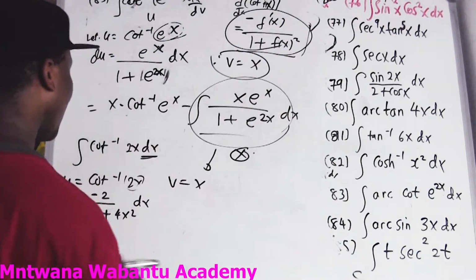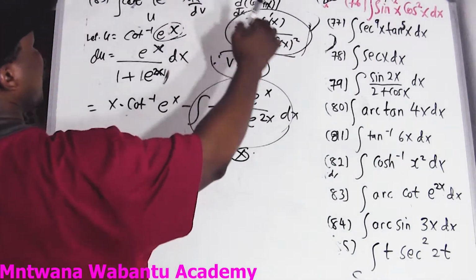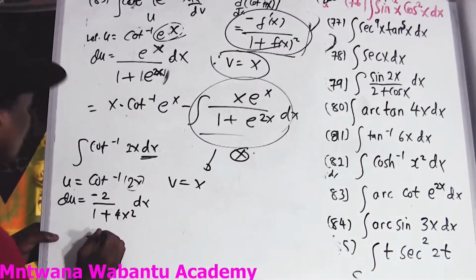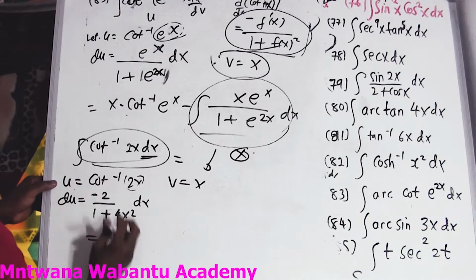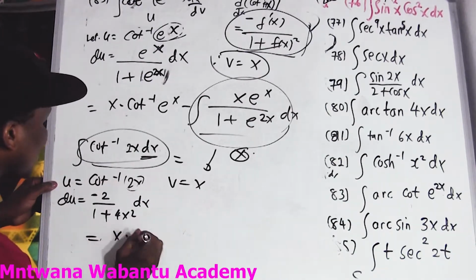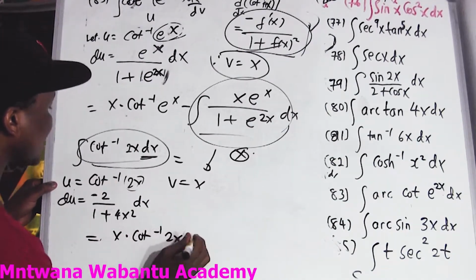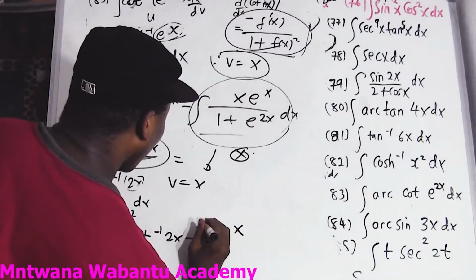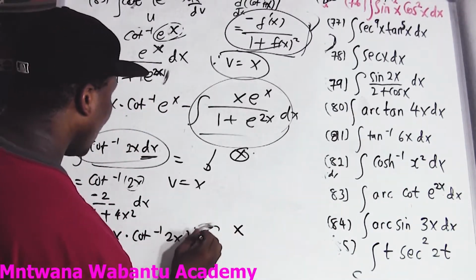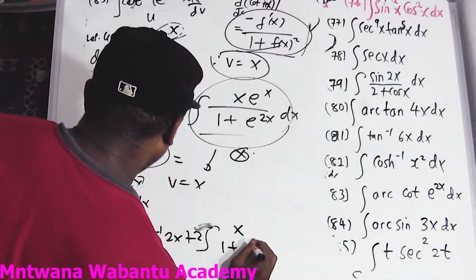So put it in the formula, uv. The integral of u dv equals u times v. What is u? u equals that one times v, x. So x times cot inverse of 2x minus the integral of v. What is v? v equals x, and then the negative 2 is going to come to the back, and it's going to be positive 2, and this is going to give us 1 plus 4x squared.